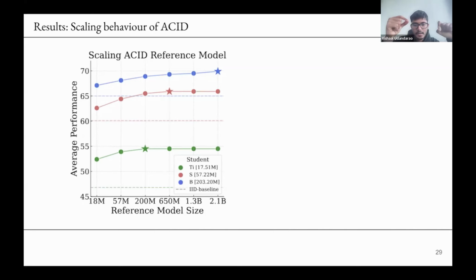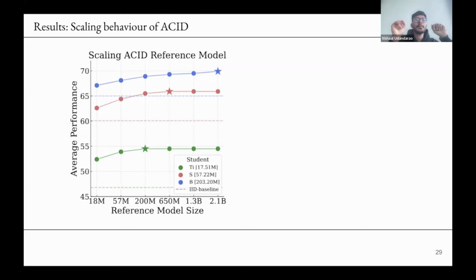So the green color essentially shows you a tiny student, so that has 17 million parameters. The red one has 57 million parameters, and the blue one has 203 million parameters. These are the students that we train. However, for each student, we sweep across different teacher sizes, which is what is there on the x-axis.